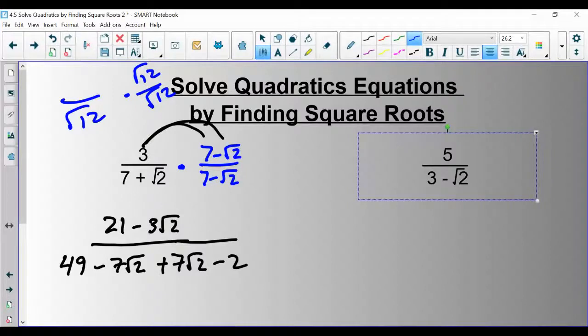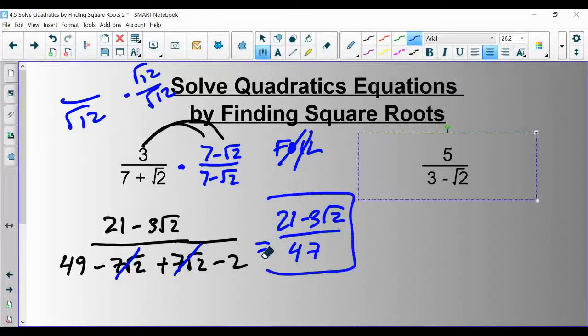Multiplying by conjugates is kind of a wild experience because things always happen. In this problem, we are going to have a minus 7 root 2 and a plus 7 root 2. When you FOIL conjugates, the O and the I are always going to just cancel each other out. This was outside times outside, and this was inside times inside. They just canceled each other out. 49 minus 2 is just 47. Our answer here is 21 minus 3 root 2 over 47.